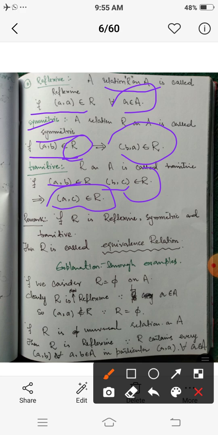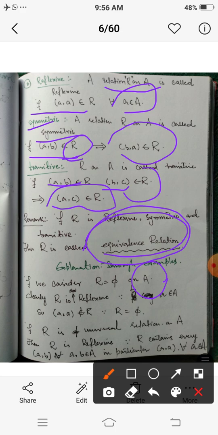Now if a relation R on a set is reflexive, symmetric and transitive, then we say that R is an equivalence relation. So an equivalence relation is that relation which is reflexive, symmetric and transitive in nature. Now I will explain these three types, reflexive, symmetric, transitive, and the equivalence relation, through examples.